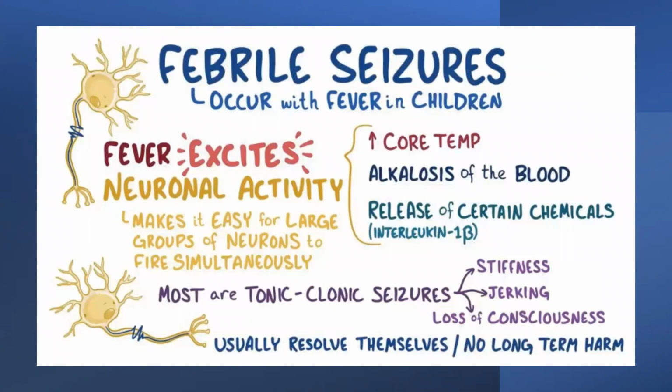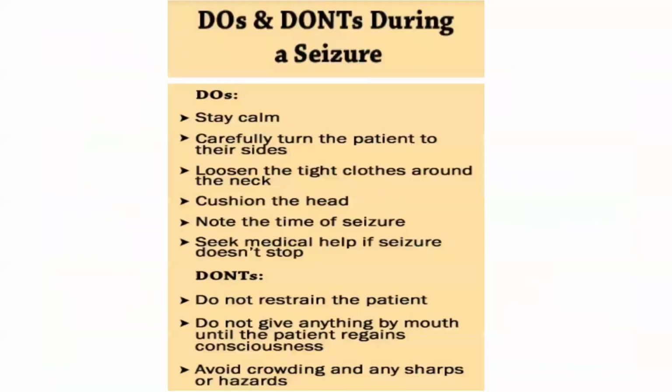Next are febrile seizures. They occur with fever in children. Fever excites neuronal activity, and it makes it easy for large groups of neurons to fire simultaneously. Now what happens? The core body temperature increases, alkalosis of the blood occurs, and certain chemicals are released, that is interleukin 1 beta. Most of these are tonic-clonic seizures. Stiffness, jerking, and loss of consciousness are the common symptoms. They usually resolve by themselves, and there is no long-term harm.